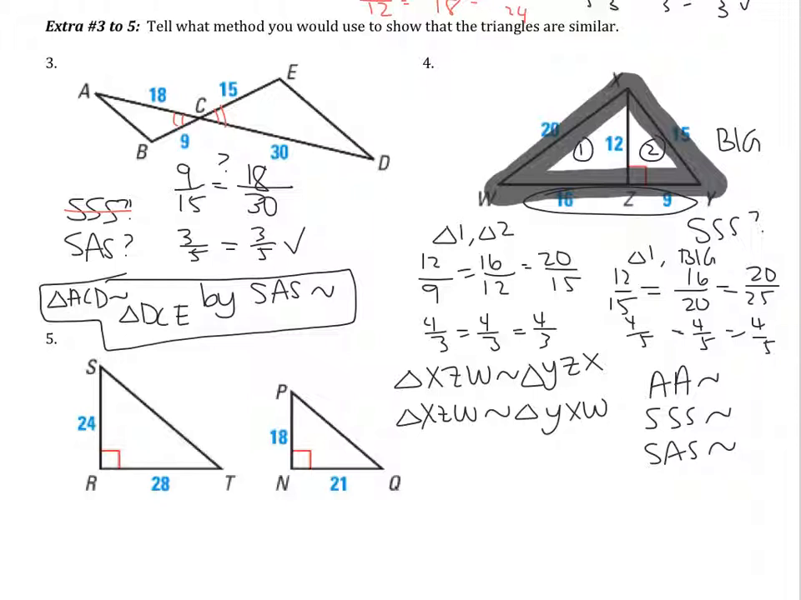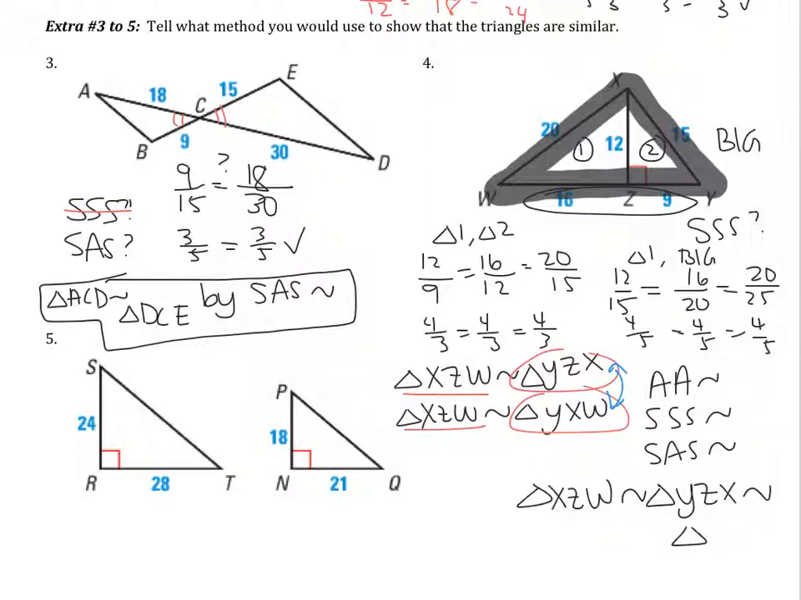Now, I have XZW is similar to 2 triangles. That means, by the transitive property, that these 2 triangles are similar to each other as well. So really this gives me triangle XZW is similar to triangle YZX, which is also similar to YXW. So in reality, the triangle on the left, the triangle on the right, and the big triangle are all similar.